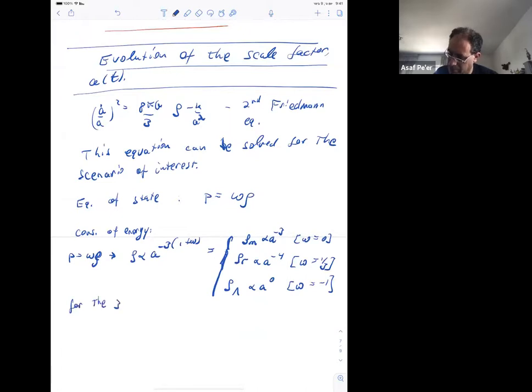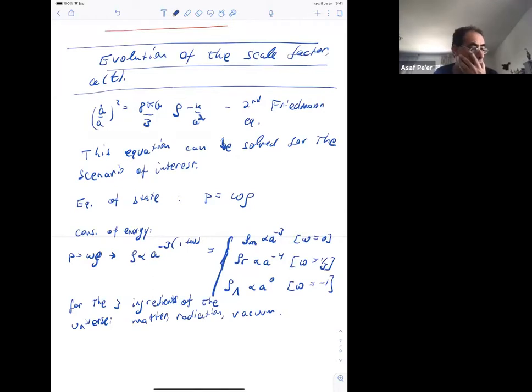For the 3 ingredients of the universe: matter, radiation, and vacuum. Right.